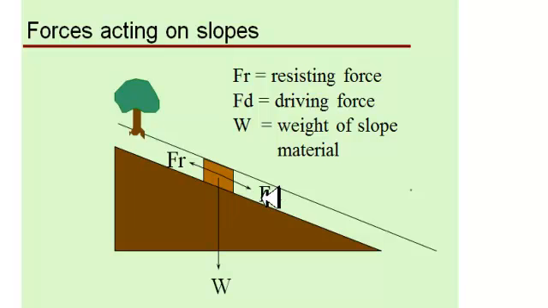So that involves looking at the driving force that's acting to try to pull that material down slope, which is represented by this down slope pointing arrow, labeled F sub D for the driving force. And also trying to assess how big this resisting force is. So let's review what the driving force behind mass wasting is.